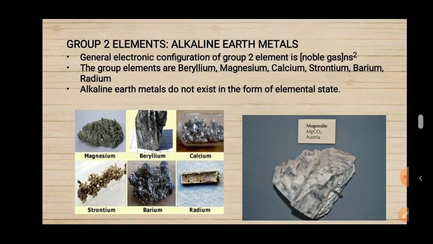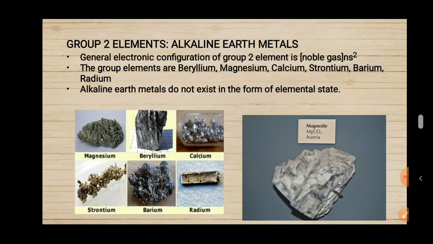Now S block elements. What is the meaning of S block elements? Here the last electron enters into the s orbital of the valence shell. So this is called as S block elements. In the periodic table the first two groups belong to S block. Group 1 is called alkali metals, group 2 is called alkaline earth metals.